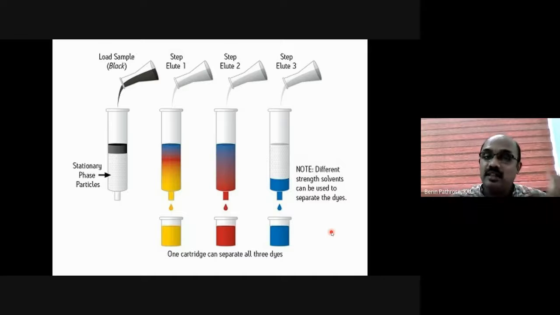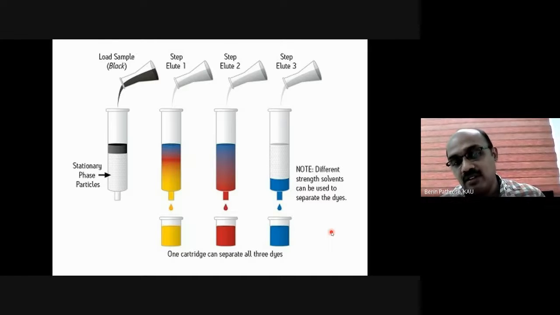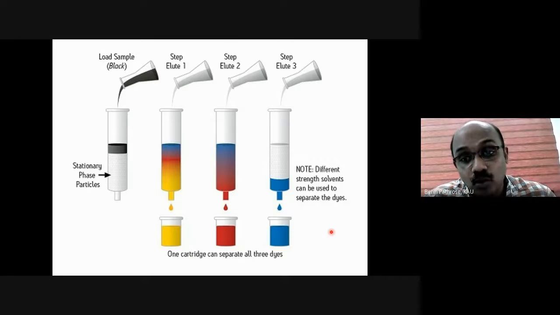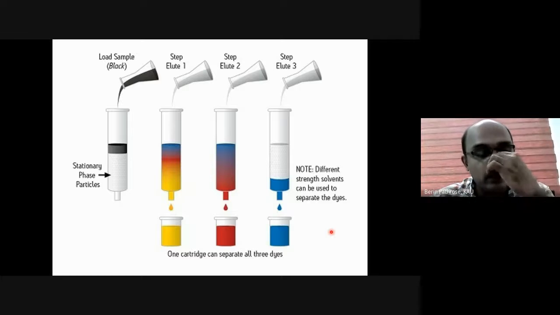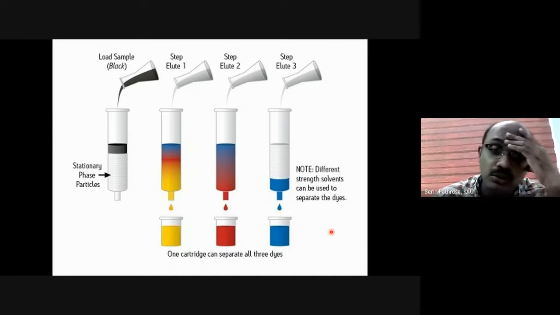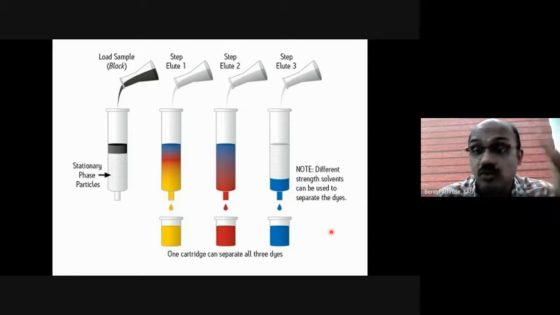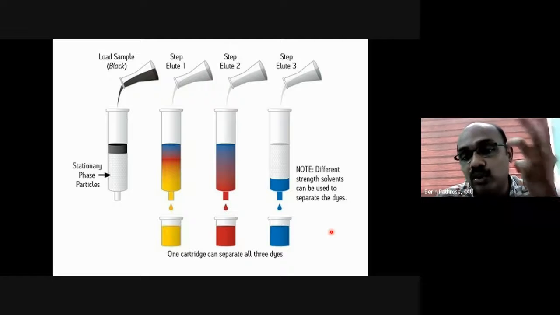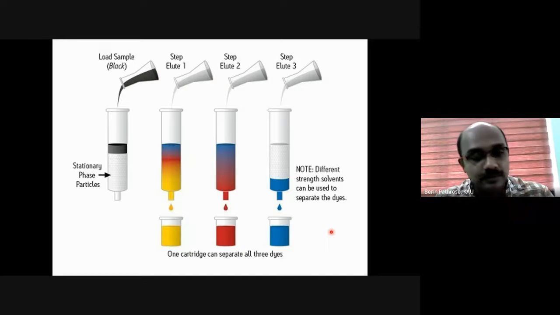Similarly, if you have a sample containing a pesticide in a vegetable, we can separate out the pesticide from that. This is solid phase extraction. Earlier we were using column chromatography. Nowadays we use solid phase because in column chromatography we used liters of solvents, but here milliliters of solvents are sufficient. So this is a more efficient extraction method.